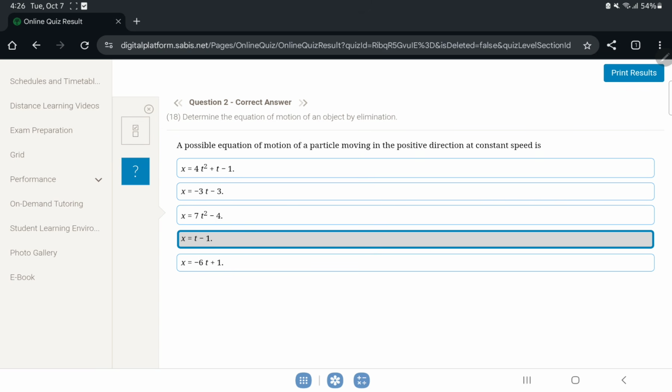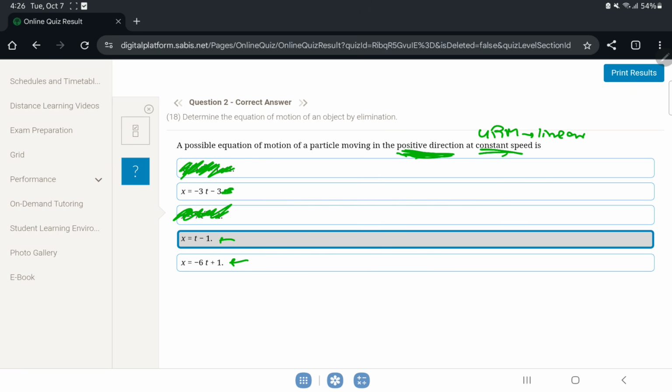For this question, they want us to choose the equation that satisfies both of the following conditions. Condition 1 must be in the positive direction, and number 2, constant speed. Constant speed means URM, so it must be a linear equation. This equation is not linear, it's quadratic, and it means it's UARM. This one is linear, so we keep it for now. This one is not linear, so we eliminate it. It doesn't represent a constant speed. This one is linear, and this one too.